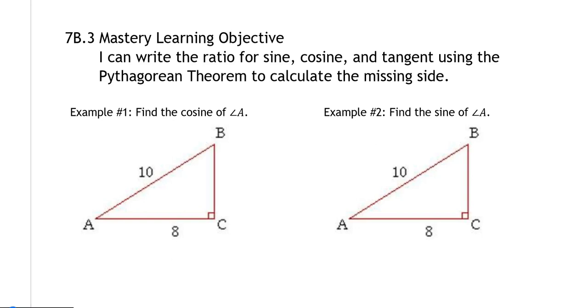We're now looking at 7b.3. Our MLO is I can write the ratio for sine, cosine, and tangent using the Pythagorean theorem to calculate the missing side. So now we're just combining the two things we've already learned. We're still finding sine, cosine, and tangent, but now we're going to have to use the Pythagorean theorem to help us find the sine, cosine, and tangent.